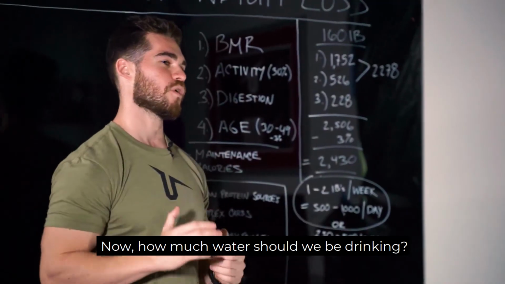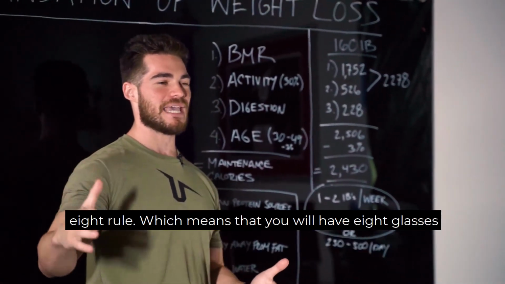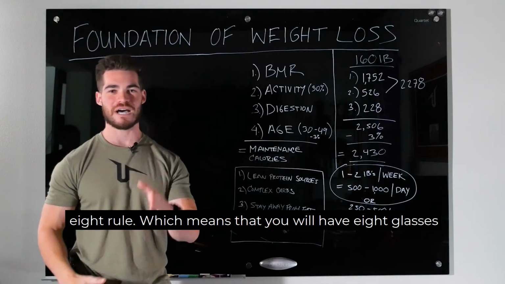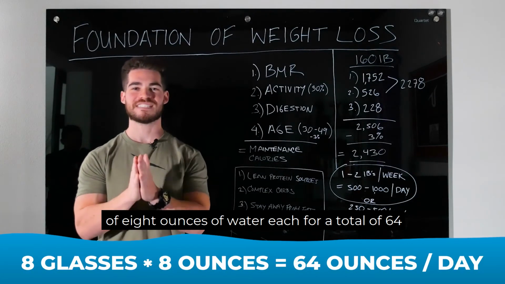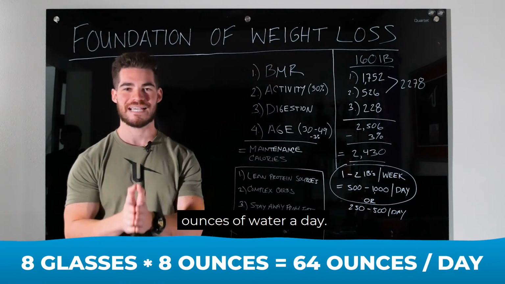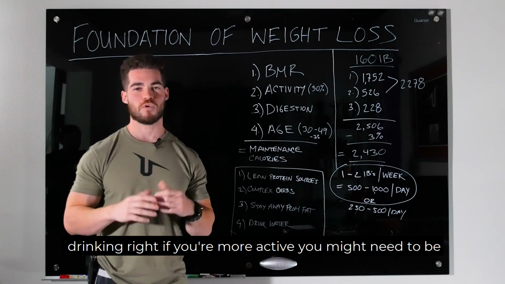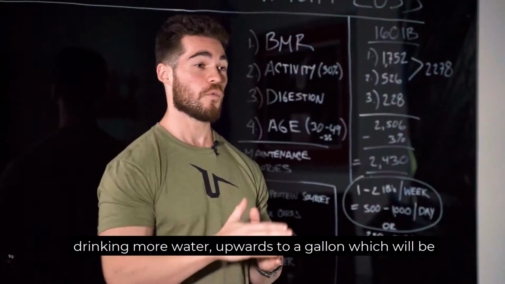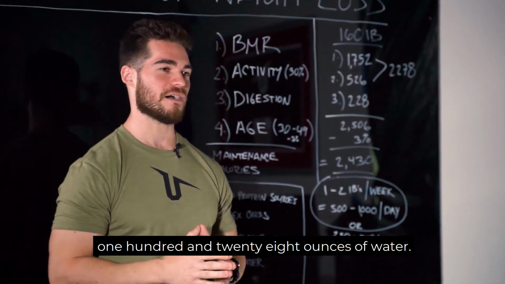Now, how much water should we be drinking? Well, rule of thumb is the standard 8x8 rule, which means that you will have 8 glasses of 8 ounces of water each for a total of 64 ounces of water a day. That is the minimum amount of water that you should be drinking, right? If you're more active, you might need to be drinking more water, right? Upwards to a gallon, which will be 128 ounces of water.